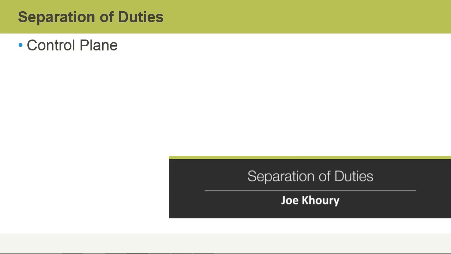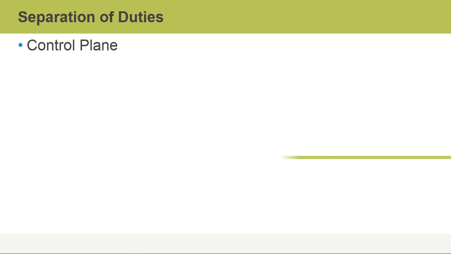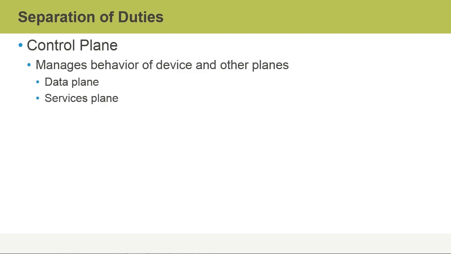Separation of duties. The Junos operating system is architected such that its functions are divided into three logical components called planes. They are the control plane, the data plane, and the services plane. When I refer to the data plane, you can also assume that means the forwarding plane. That is, they're synonymous. The control plane is the component that manages the operation of the device that it's installed on. It also fulfills another key role by managing the other planes.